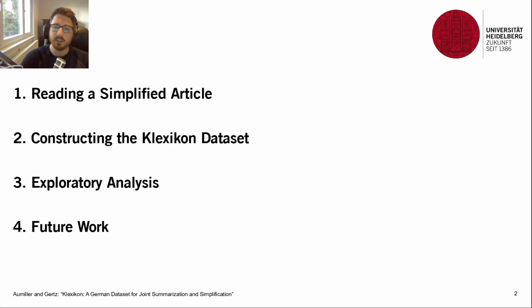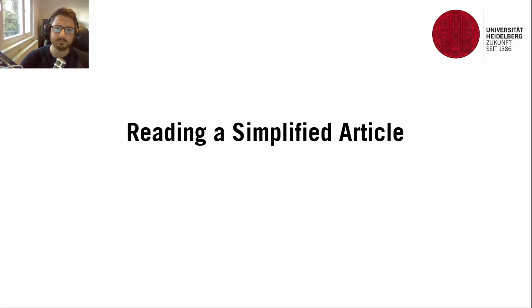And before we start, I want to motivate the problem that we're presenting here by a simple example of reading a simplified article. Secondly, we're going to talk about the construction of the actual dataset, and then afterwards perform some exploratory analysis to gauge whether the dataset itself is actually suitable for both of the tasks in question, namely summarization and simplification. Afterwards, we're also talking briefly about the future work and open challenges we think are still remaining to have a fully fledged solution for this kind of problem.